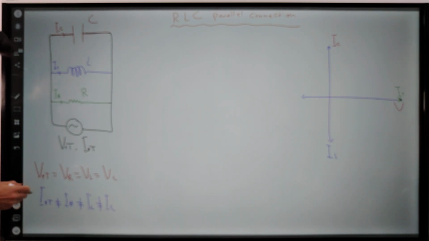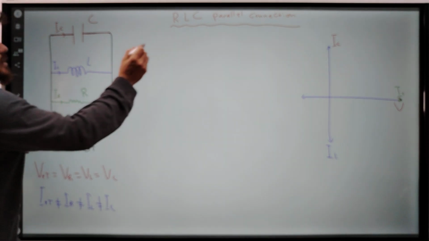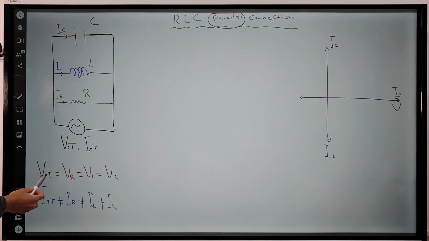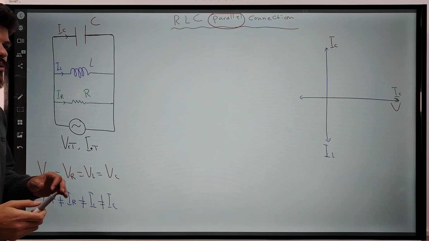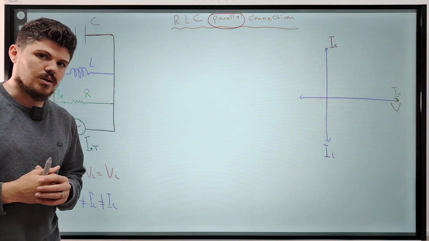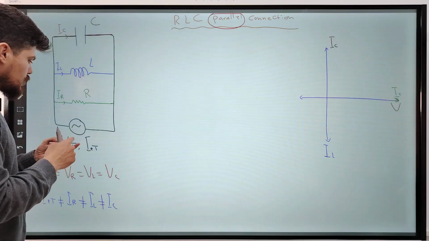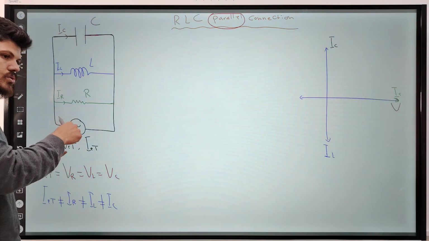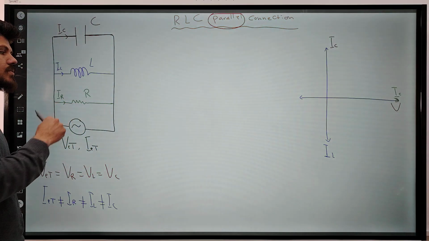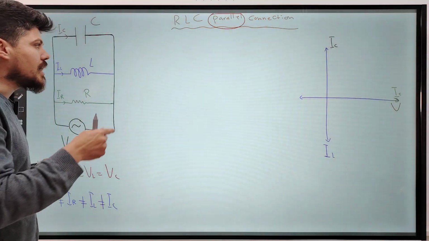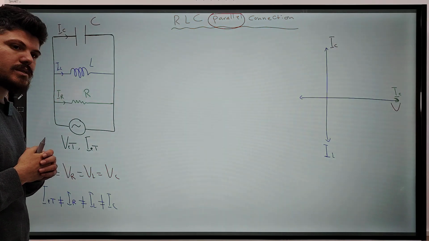We have potential difference and current here, and in parallel connection, you have to be very careful. The values of potential difference are equal. What do you mean by value of potential difference are equal? It means that the total potential difference across the source is equal to the potential difference across the resistance, equal to potential difference across inductance, and potential difference across the capacitance.